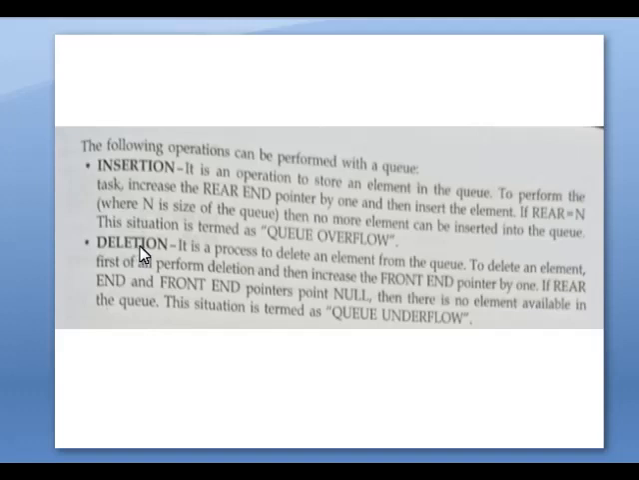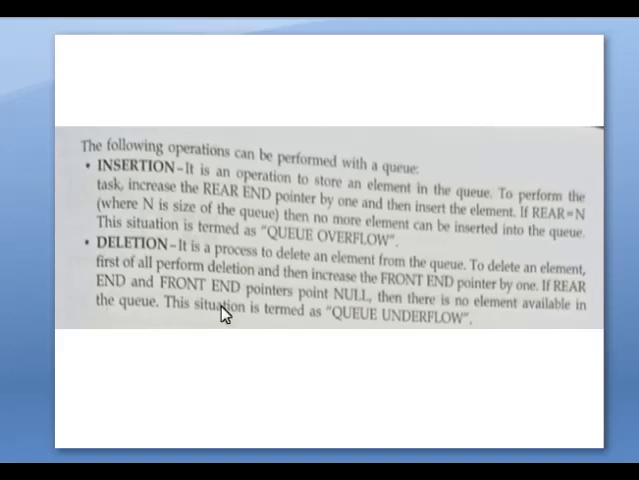Next one is deletion. It is the process to delete an element from the queue. To delete an element, first of all perform the deletion and then increase the front end. So during the deletion operation, we have to increment the front end pointer by 1. If the rear end and the front end pointers point to null, then there is no element available in the queue. This situation is known as queue underflow.